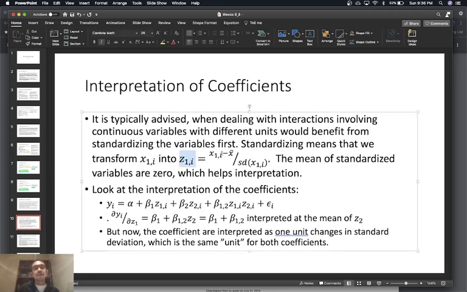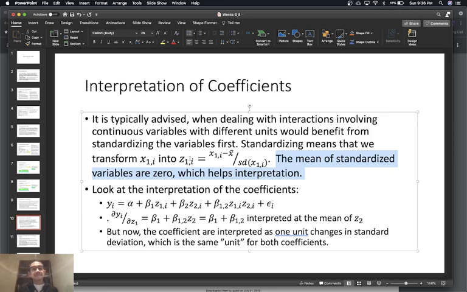So for the z, you remove the average for x, and then you divide it by the standard deviation. Right? So if the value of this is exactly 1, then that means that you are 1 standard deviation away from the mean. If it's equal to 0, then that means you are at the mean, because if the numerator is 0, that means it's equal to the mean. So therefore, you are at the mean. Now, the mean of the standardized z's is 0. So that helps with interpretation.